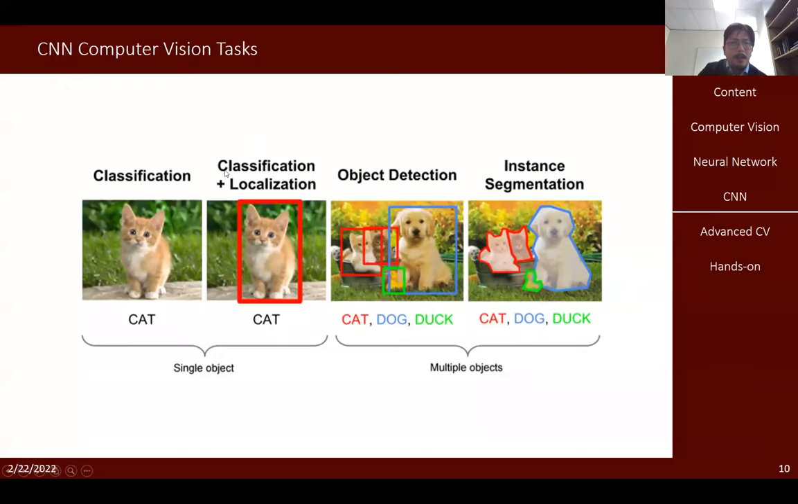And the second one is localization and classification. We can simply draw a box and slide it over all the possible locations in this image, so we can find the cat. And whenever there are multiple objects, cats, dogs, and ducks, we want to detect all of them, with the correct classes. This is called object detection. And the last one is instance segmentation. Here, we want to be more precise than a bounding box. So we want each pixel to be classified as being part of a dog or part of the duck. So those are the basic computer vision tasks we will talk about.